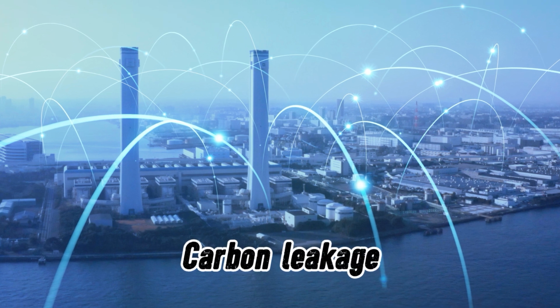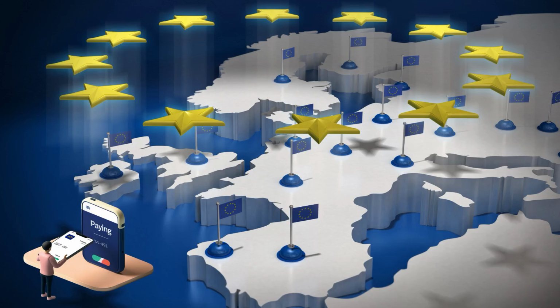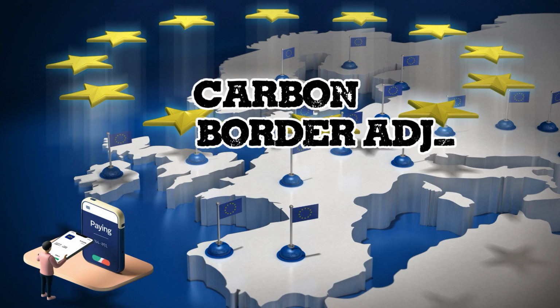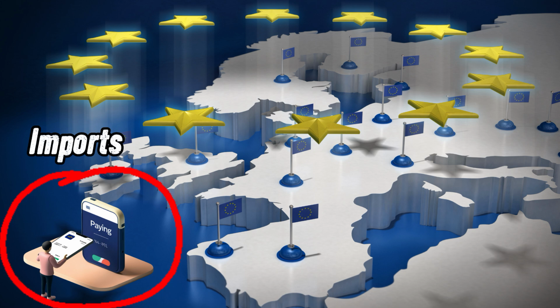This is called carbon leakage. Emissions stay the same, but move across borders. CBAM, the Carbon Border Adjustment Mechanism, fixes this by applying the same carbon price to imports. If a product would have paid for emissions in Europe, it now pays that cost at the border. Simple idea, big consequences.